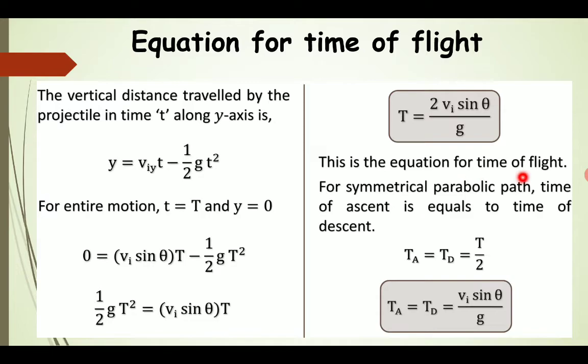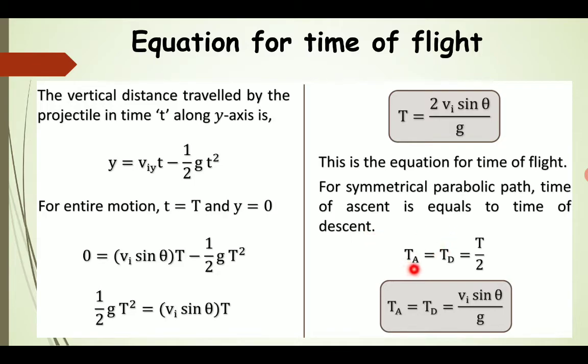Now this equation is for the time of flight, and for the symmetry of the parabolic path we assume that the projectile takes two equal intervals in going from the initial position to the final position: one from the point of projection to maximum height, then from maximum height to the final destination. When the height is being gained by the projectile, the time is known as time of ascent, and when it is going from maximum height to the final destination, the time taken by the projectile is known as time of descent.